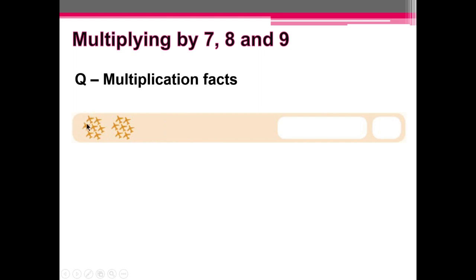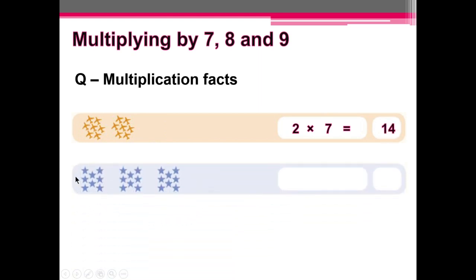1, 2, 3, 4, 5, 6, 7. So, we have 7 planes in one group. Let's see how many such groups we have. 1, 2. So, we have 2 groups. Then, 2 multiplied by 7. Can you tell me the answer? Yes, 14. Next one. Wow, stars.